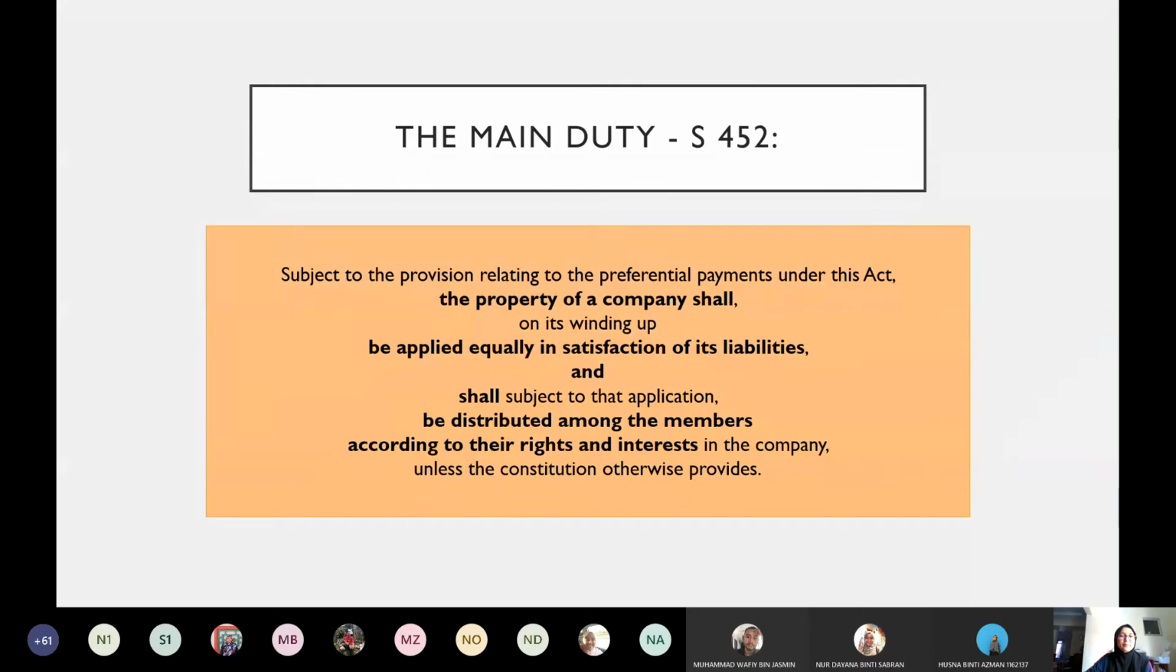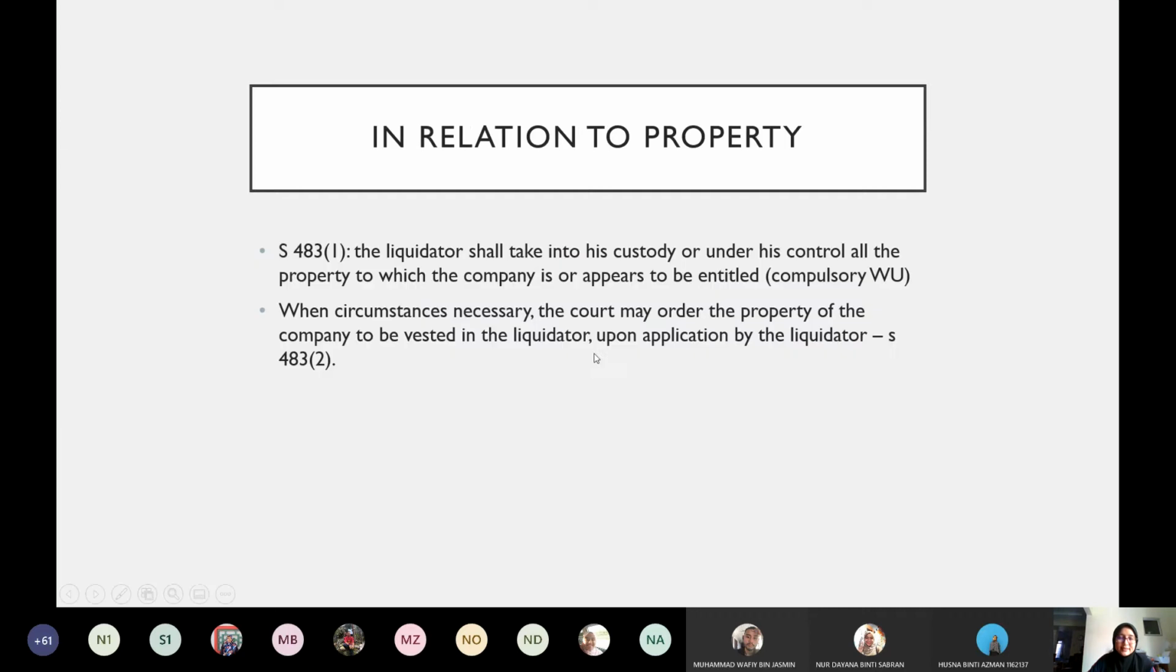Okay, so the main duty dia is under section 452. Basic idea sama macam bankruptcy, DJI under bankruptcy juga. Dia kata the property of the company on its winding up shall be applied equally in satisfaction of its liabilities and shall, subject to that application, be distributed among the members according to their rights and interests in the company unless the constitution otherwise provides. Okay, so this is the main function of the liquidator in managing the liquidation process.